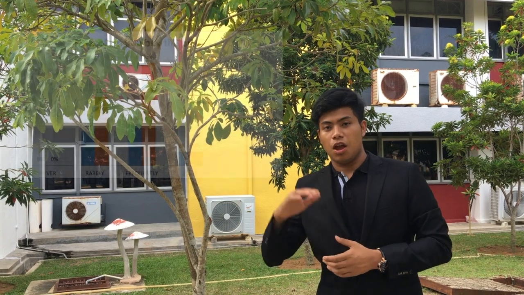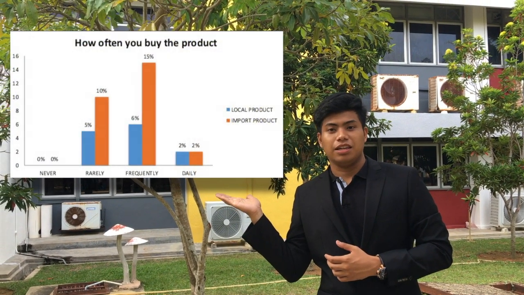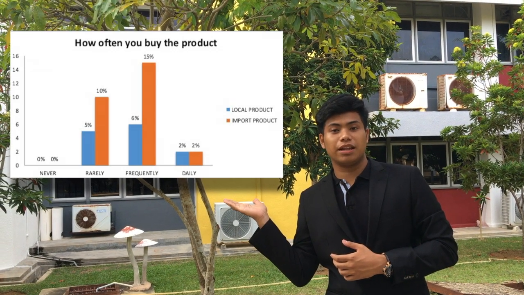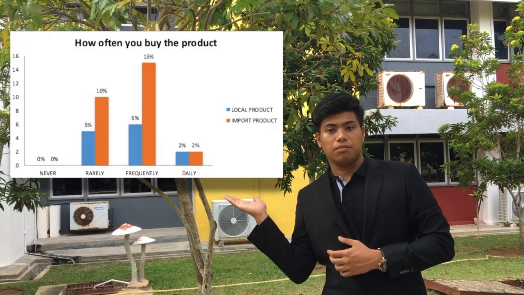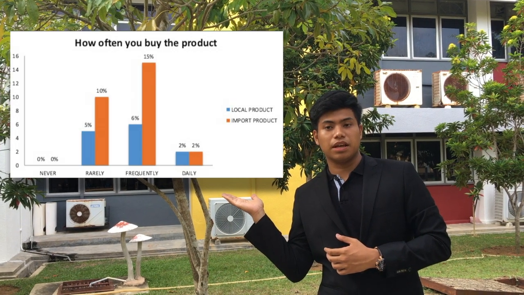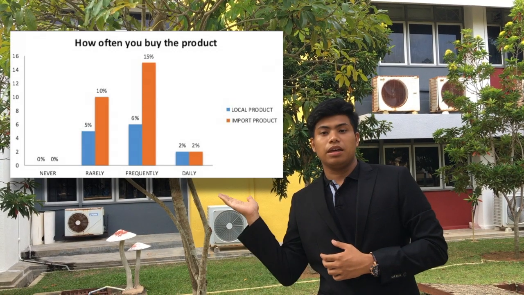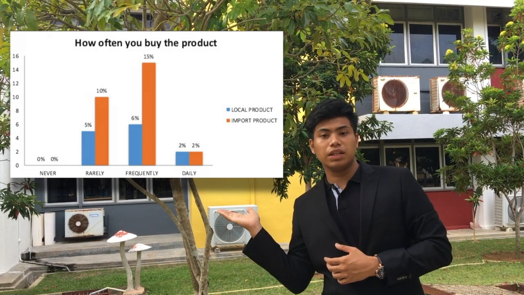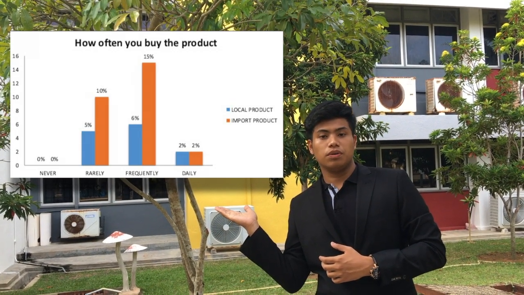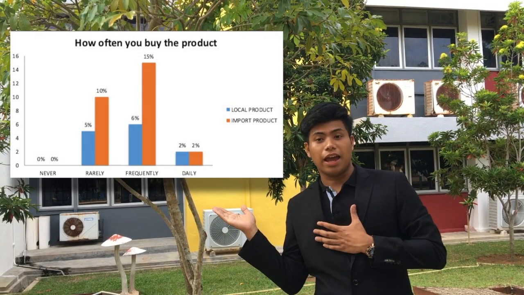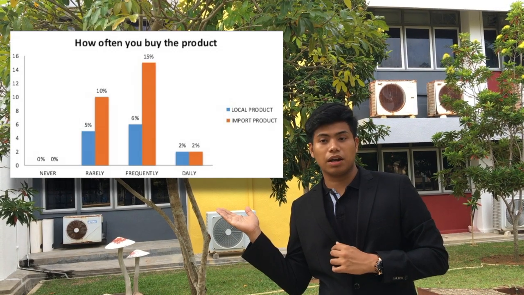Now, I will explain about how often students buy local or import product. Okay, from the chart, it is stated that there is no student that never buy any of this product. Meanwhile, for rarely, 10% for import product and 5% for local products. Then we have the frequently state, which shows 50% for import product and 6% for local product.